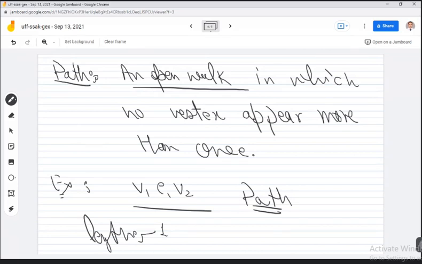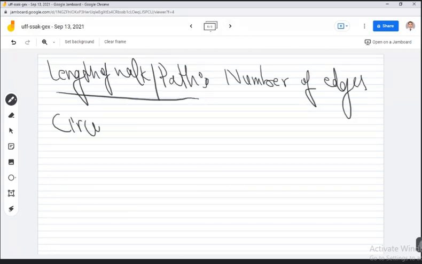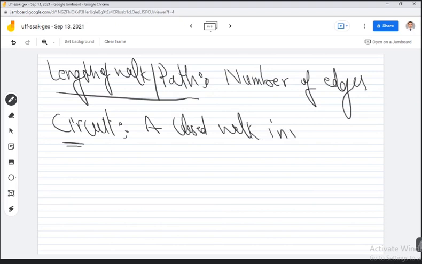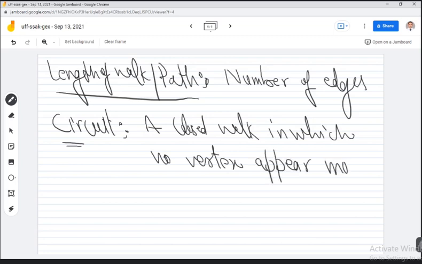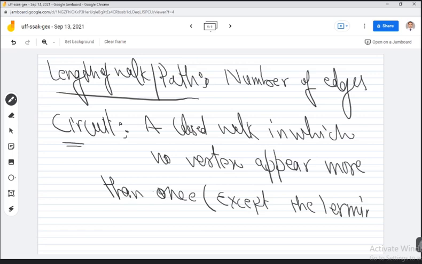A closed walk in which no vertex except the initial and final vertices appears more than once is called a circuit. Circuit means a closed walk in which no vertex appears more than once, except the initial and final vertices. That is called a circuit.